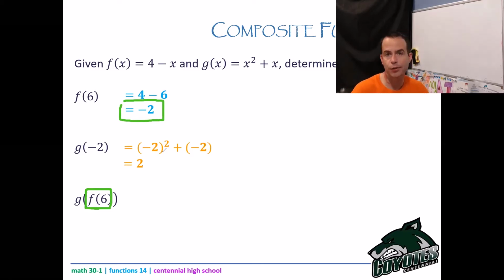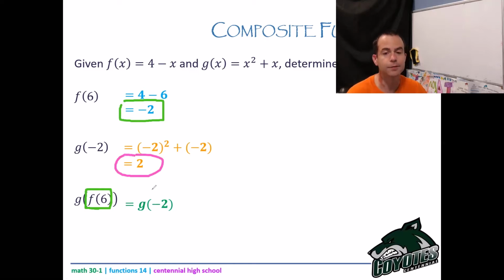So now that I know that f of 6 is negative 2, I can replace my whole f of 6 with negative 2, which means now I'm looking for g of negative 2. Well, hey, I know that too because my math teacher is so kind to me. He already made me do that. g of negative 2 is 2. And so g of f of 6 ends up being 2. Okay?